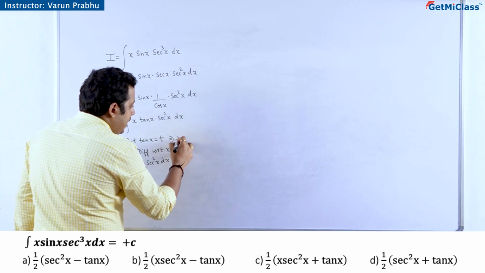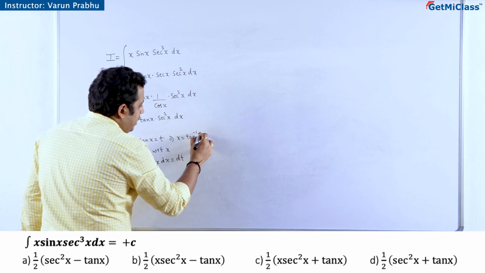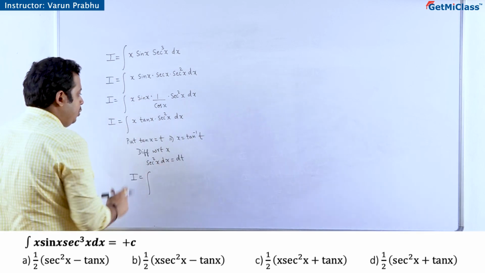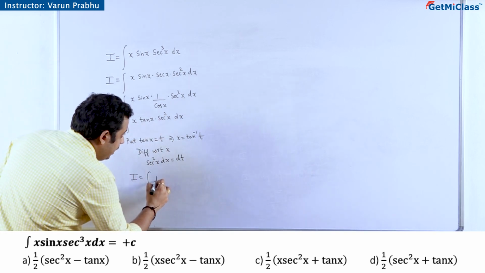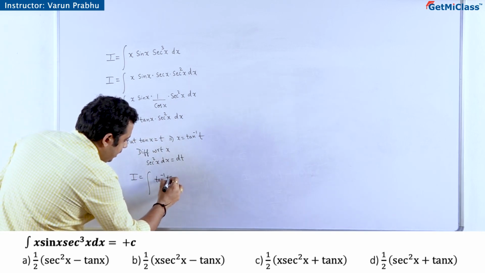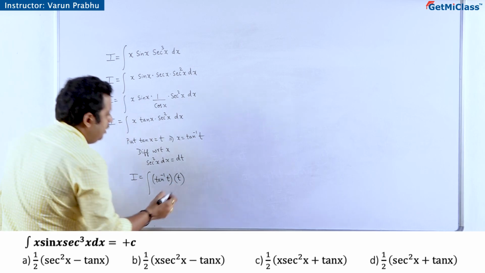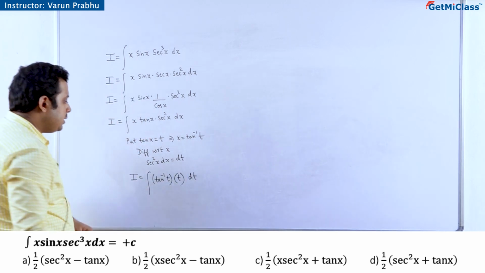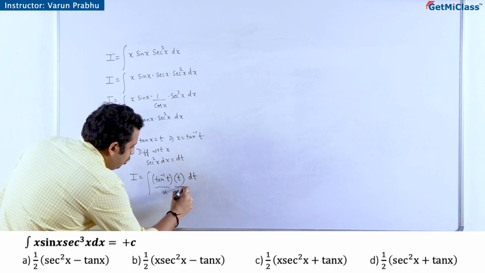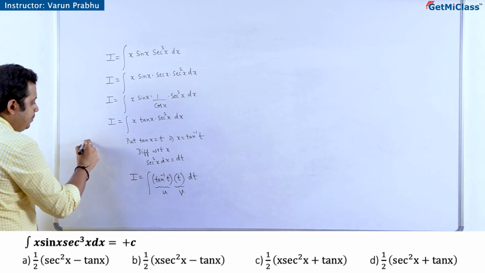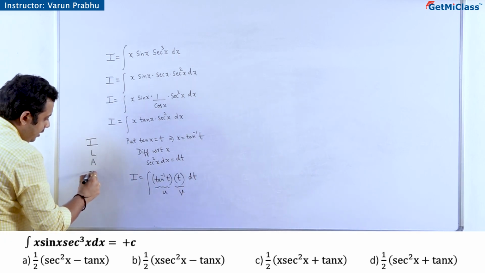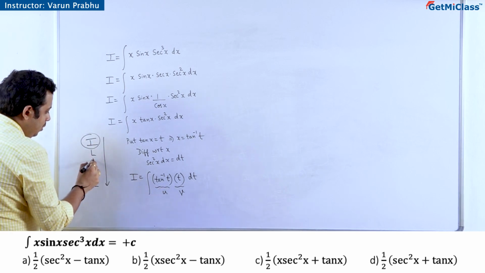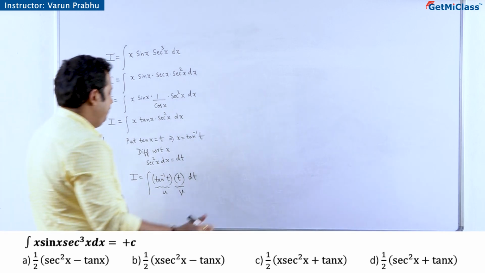So this implies x will be equal to tan inverse of t. So your answer I here after substitution will be tan inverse of t into t dt, correct? Now this is nothing but the u into v rule. The choice of u and v is made as per the rule, what is it? First comes the inverse function, that is u. Then comes the algebraic function, that is v.